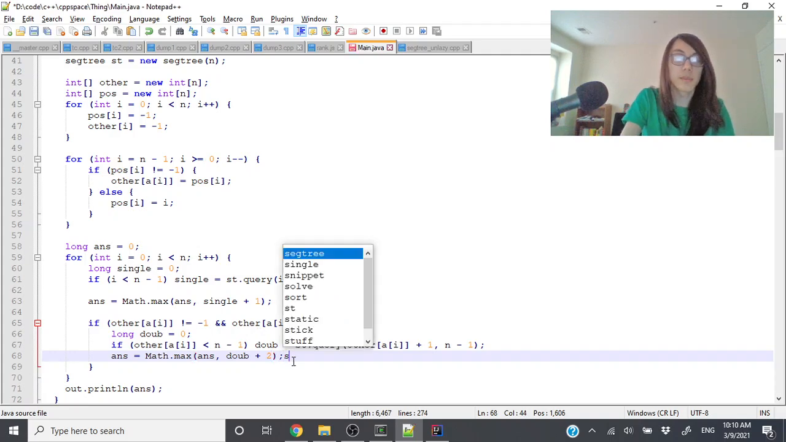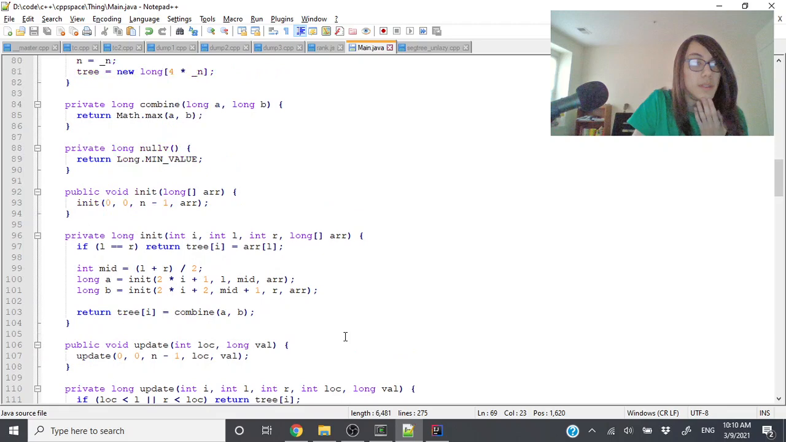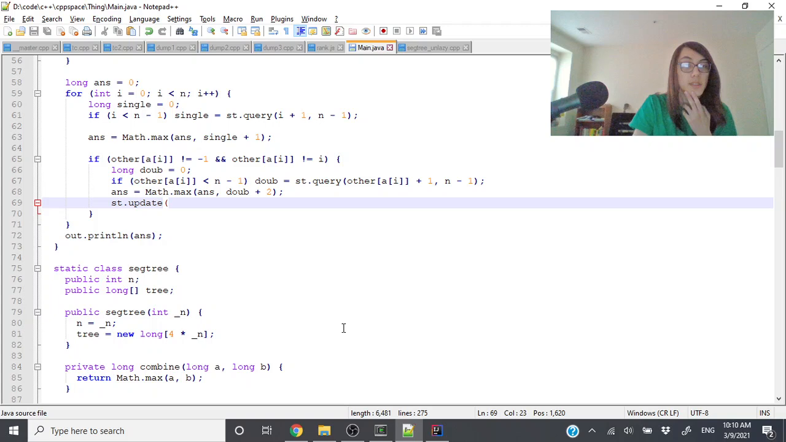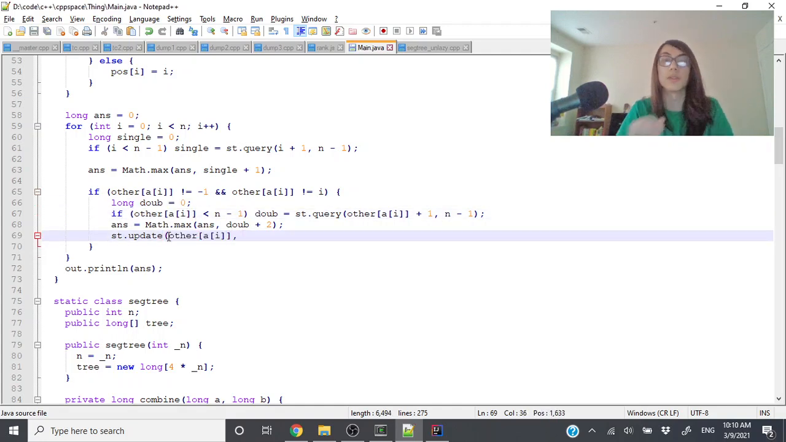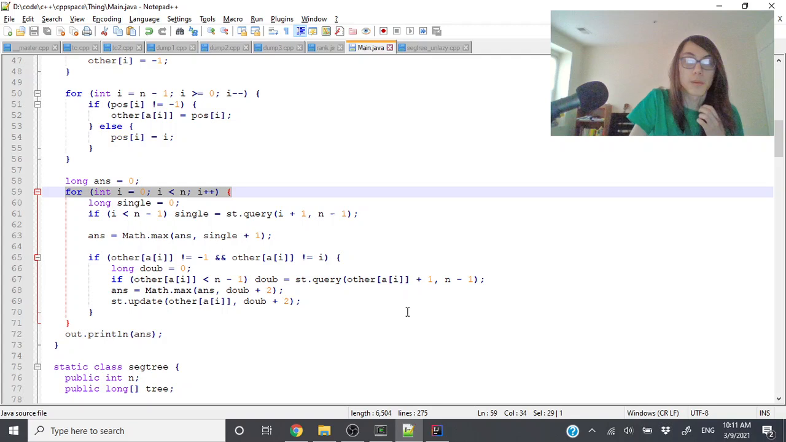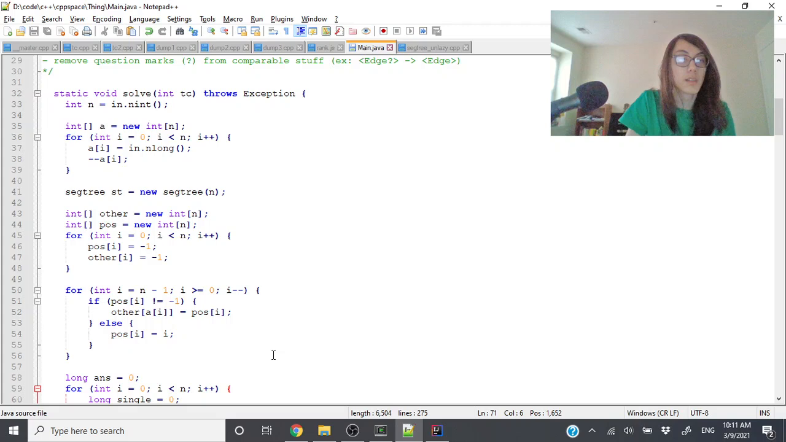Then we update the segment tree to account for this position. And we don't have to worry about updating the same location twice because it's fine. So we set other[i] to the value dub plus 2, because that's the new length of the sequence we get. And because we're iterating through the array in increasing order, we already know the left side is handled. We just need to handle the right side. And that's what the segment tree is for.